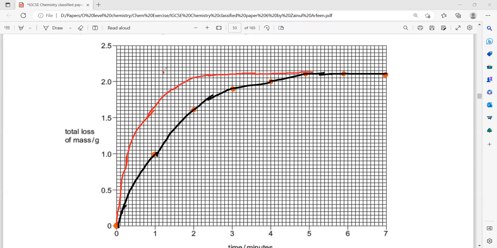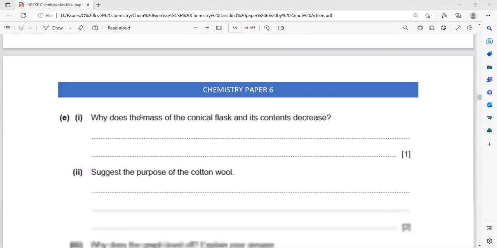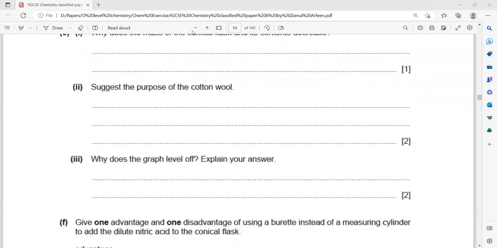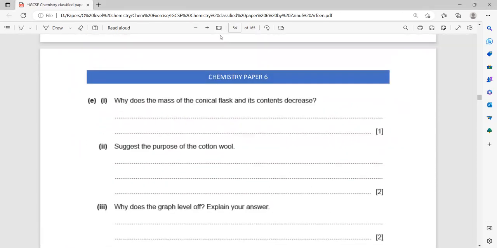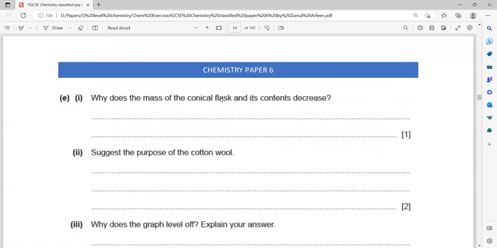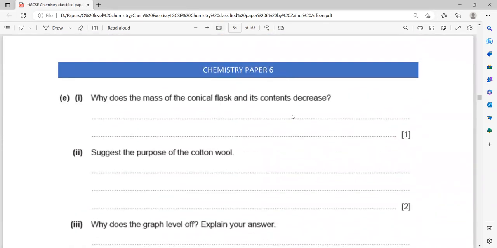So this will be the graph for part D. Then in part E, why does the mass of the conical flask and contents decrease?